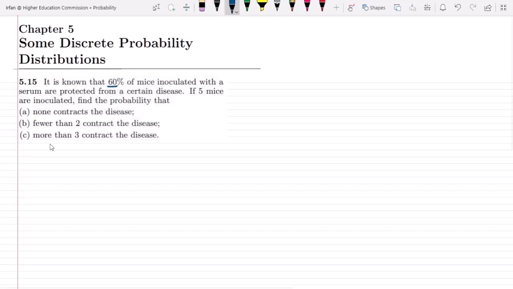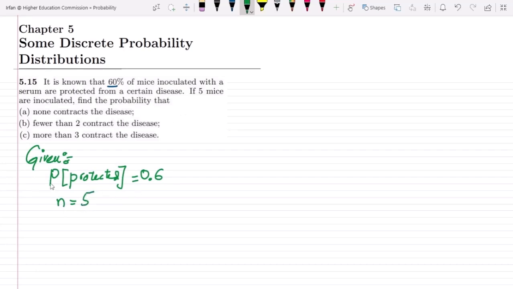Let me write this given data here as well. So the given data, the probability that the mice are protected from the disease is 0.6, because this is 60%. So if 5 mice are inoculated, find the probability that. Similarly here, the number of mice is 5.